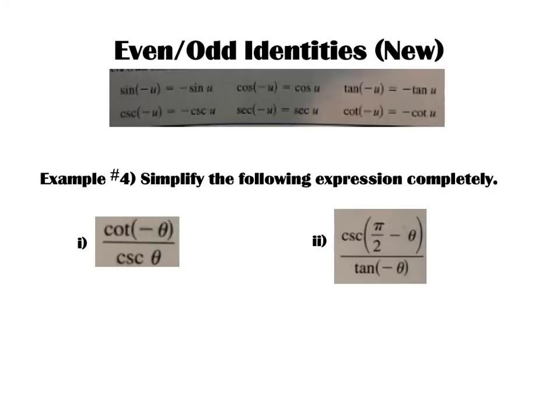Okay, even-odd identities. I'm not going to do a whole lot with this other than maybe graph sine and cosine. But the following functions are odd: sine and cosecant, tangent and cotangent. Those are all odd. And the even functions are cosine and secant.